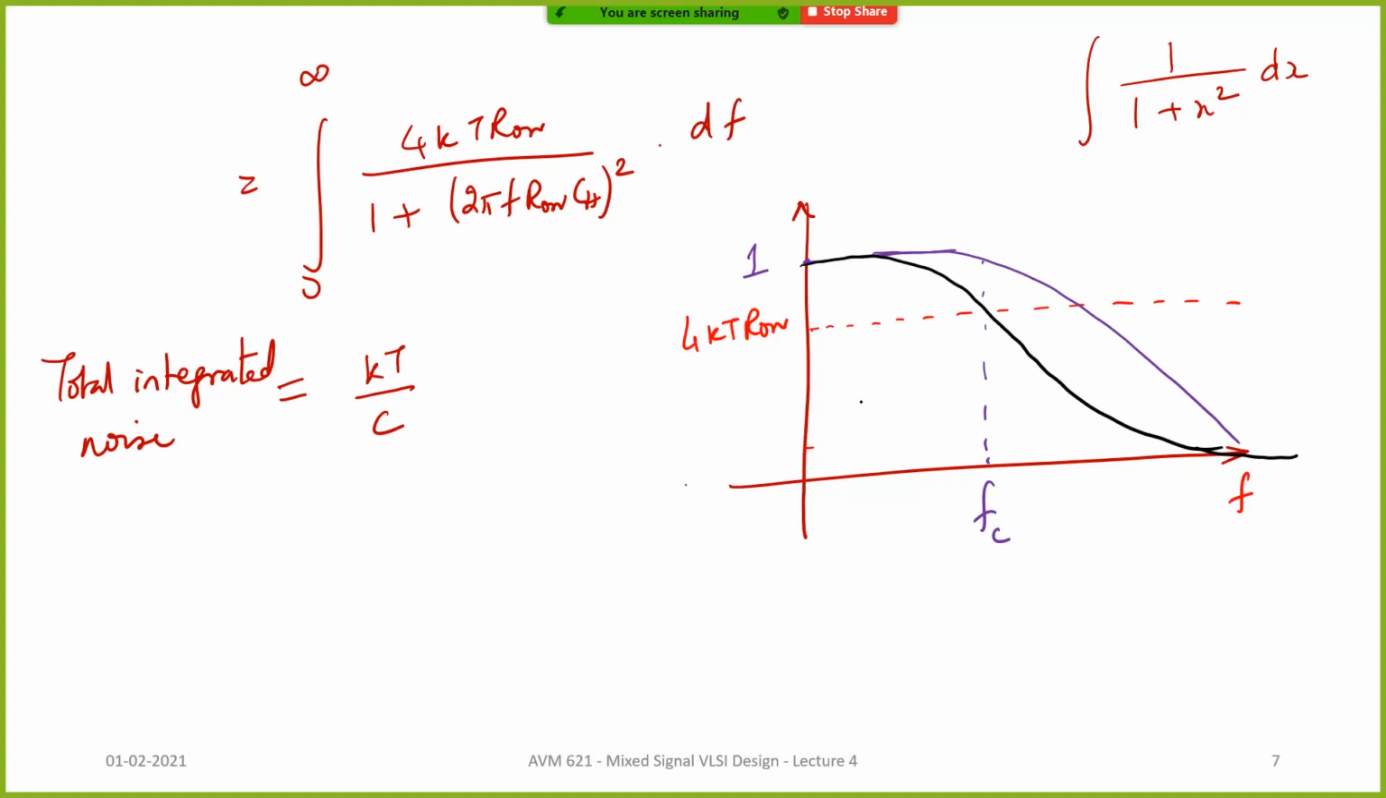Now the interesting thing is, if you look at this expression, it is independent of R, right? Why do you think it is independent of R on? See, the original noise source is 4kT R on, which is a function of R on, and the filter is also a function of R, but the total integrated noise, which is the area enclosed by the black curve, is independent of R. Do you guys have any explanation for that?